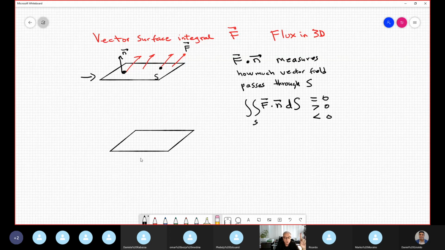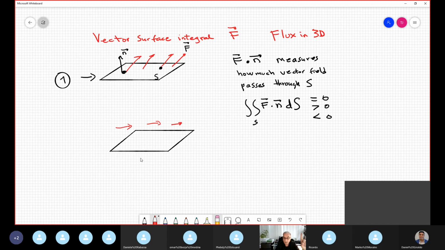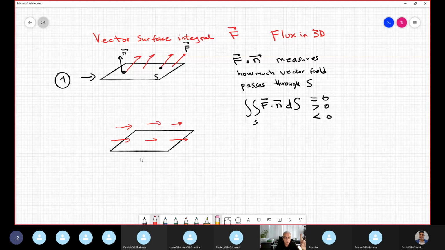I launch a question. What do you think about the flux, which is the surface integral of this formula, in this specific problem number one? You suppose positive, zero, or negative? It's positive. It's obvious that it's positive. Daniel says it's positive, professor, because the angle between any vector and the normal vector is acute, and the dot product is positive. Super.